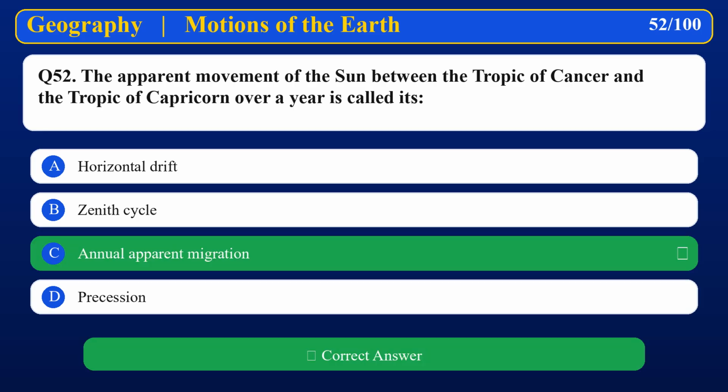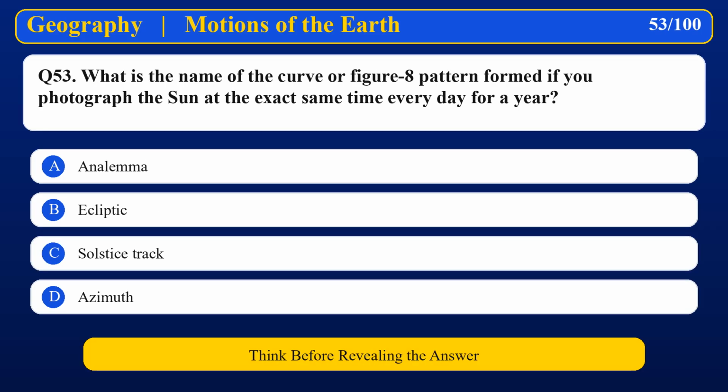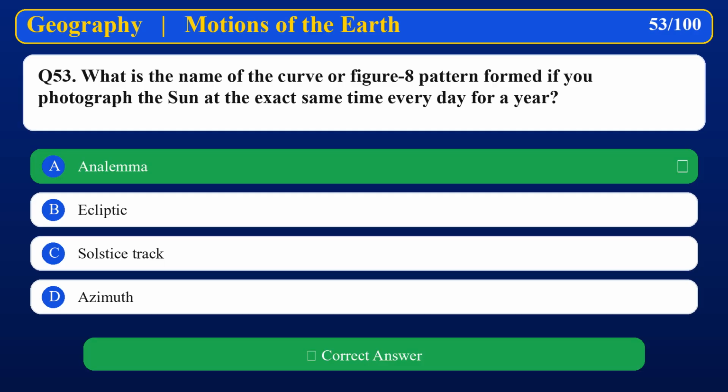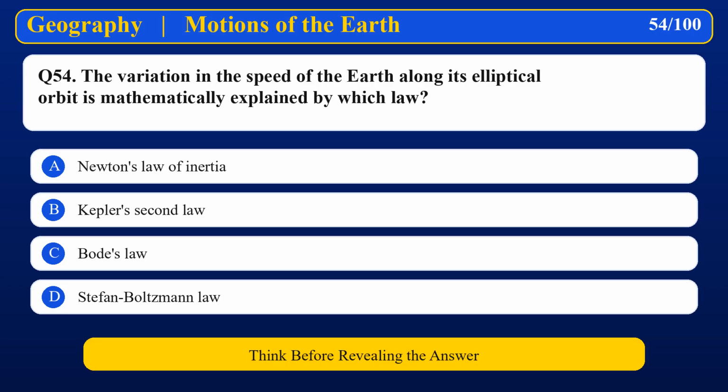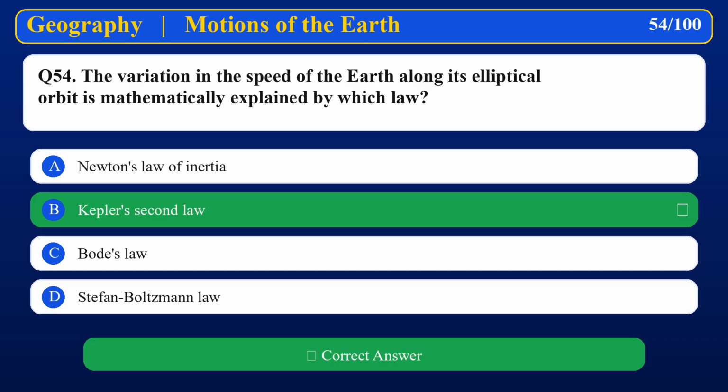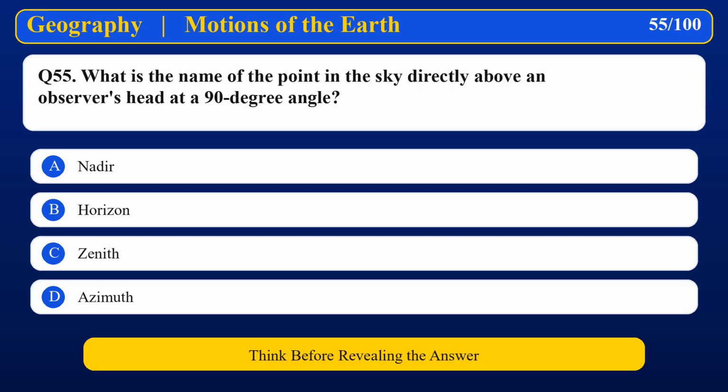annual apparent migration. What is the name of the curve or figure 8 pattern formed if you photograph the Sun at the exact same time every day for a year? Analemma. The variation in the speed of the Earth along its elliptical orbit is mathematically explained by which law? Kepler's second law.